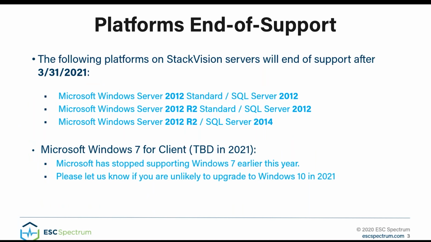We will be ending support for Windows Servers 2012 and 2012 R2 at the end of March. We will also be discontinuing support for Windows 7. We're going to determine the end date for Windows 7 sometime next year, and we'll send out a notification to all customers. And please let us know if you don't plan on upgrading to Windows 10 in 2021.